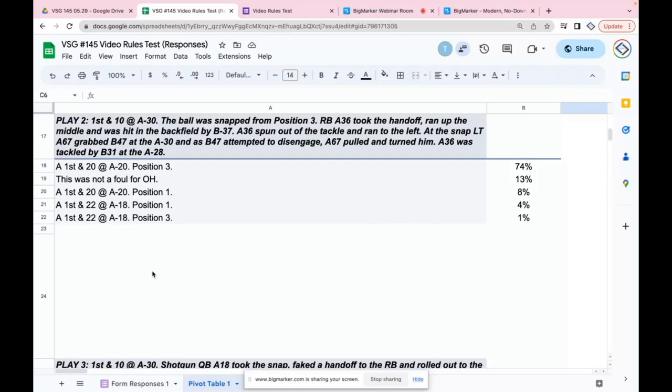We know, and we're going to see the video here in a second, we know the dead ball spot. We know the spot of the potential foul. Correct. Right? And then we know the previous spot. So I think we've got all the spots we need.